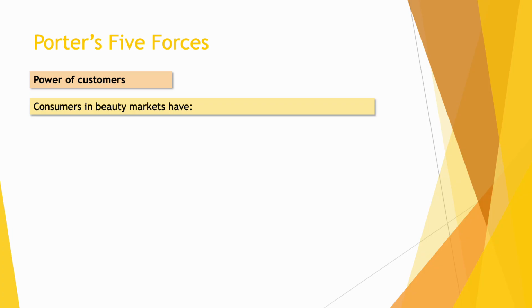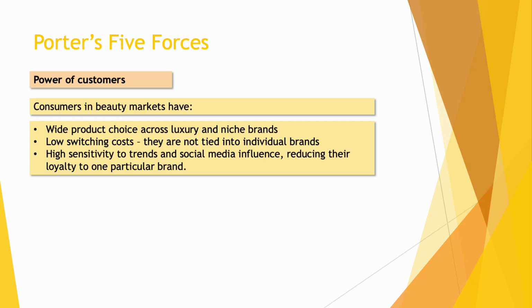However, in this case, customers seem to be moving their expectations as a whole. So they're not consciously acting collectively, but the market is shifting. And there are certain elements of that that will give them a degree of power. So, for example, they have massive choice across the luxury and niche brands. There are loads of different alternative companies they can choose to buy from rather than us. And that gives them a degree of power.